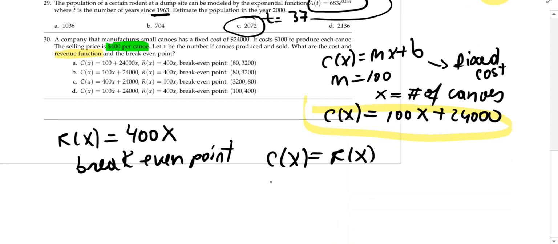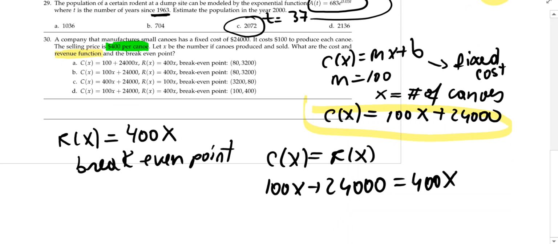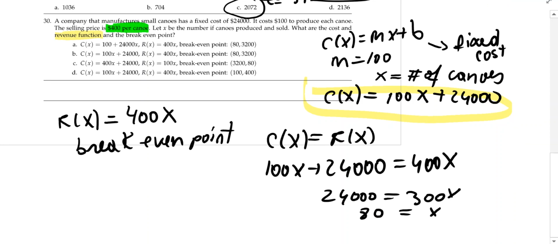So you're just going to write down the cost, 100x plus 24,000 equals 400x, and then solve this for x. So you'll subtract 100x, so you'll get 300x equals 24,000, so x is 80. Okay, x is 80, so that's the number of canoes, 80 canoes.